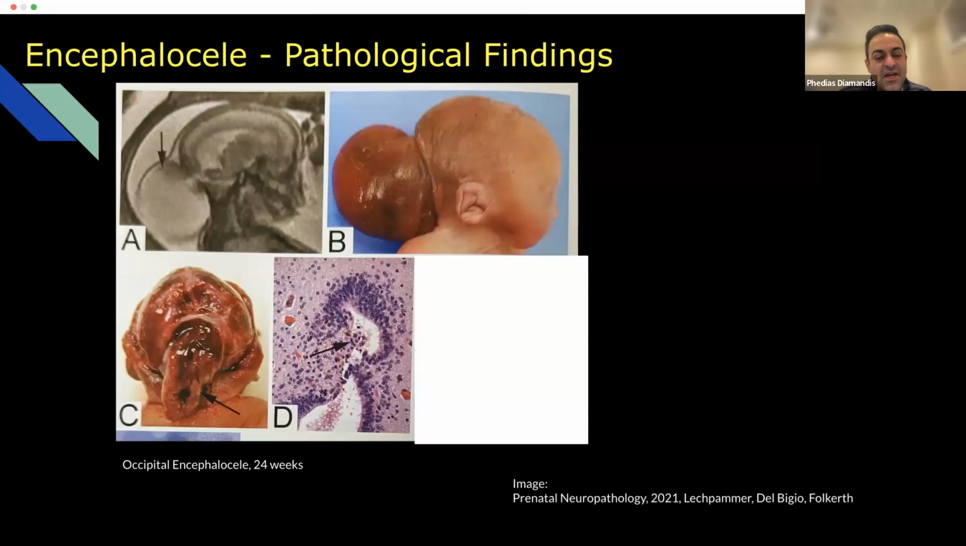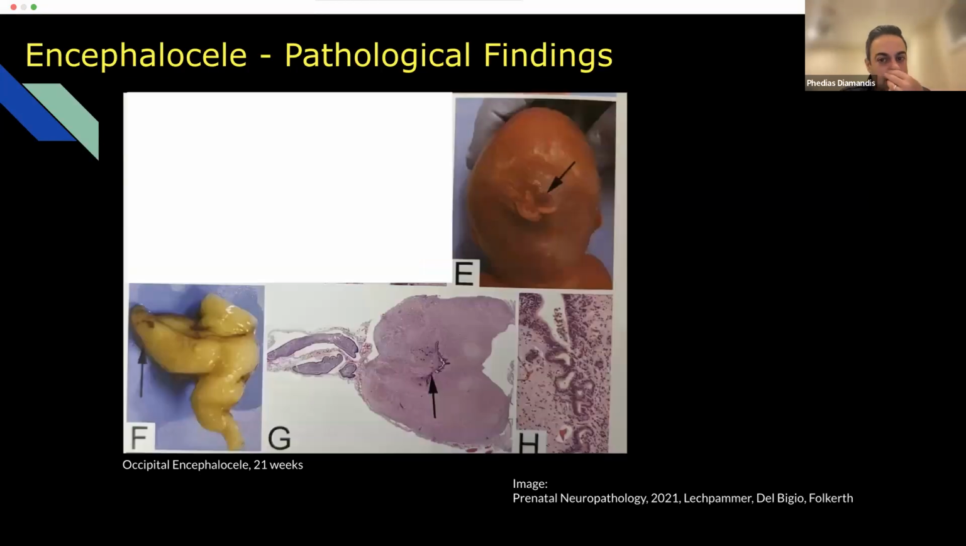Here are some more examples. You can see this on an ultrasound. Here's the same baby with the skin covering the cystic herniation of brain tissue. If you poke it and you open it, this is it dissected. You can see the brain tissue is herniating through the defect. And then microscopically, this is the cerebral aqueduct with hemosiderin, disorganization. Again, a classic, nice example of this occipital encephalocele.